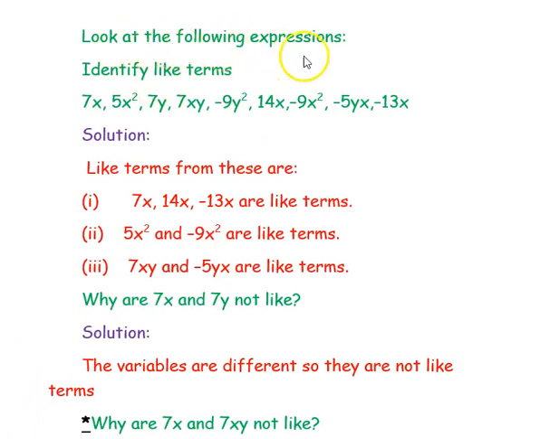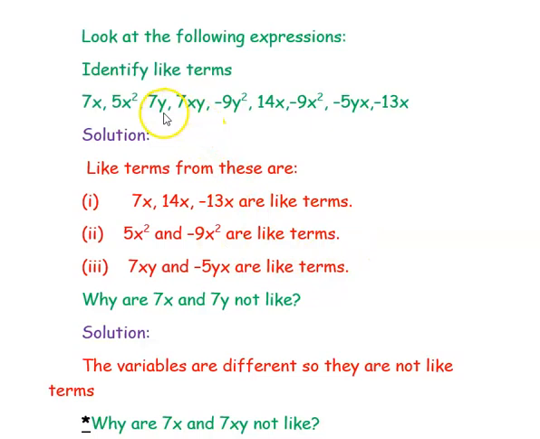Next example is: look at the following expressions. Identify the like terms. So first expression is 7x. Then we want to find the next expression with x alone. So it is 14x. Then negative 13x. So 7x, 14x and negative 13x are like terms. Next we will see the x square term. So here is 5x square. Then if you go here, 9x square. So 5x square and minus 9x square are like terms.